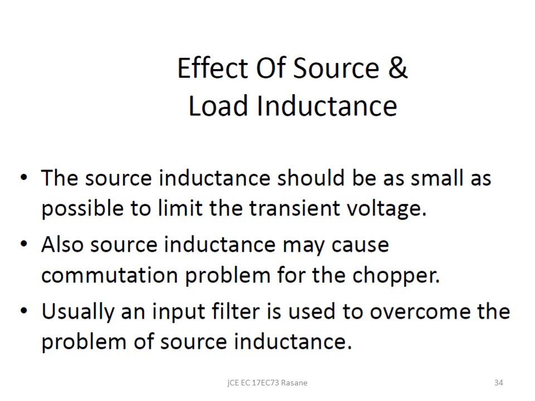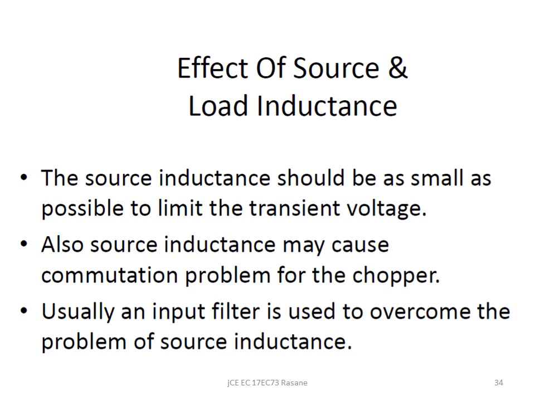Now let us look at the effect of source and load inductance. The source inductance should be as small as possible to limit the transient voltages. See, because we are doing continuous on-off switching, one is on, the other is off, and then that becomes off, and the one which was off earlier becomes on. Switching actions are a lot in this kind of chopper device. So if the inductance comes into the picture, it is going to affect the chopper operation to a considerable level. So we should keep the source inductance as small as possible.